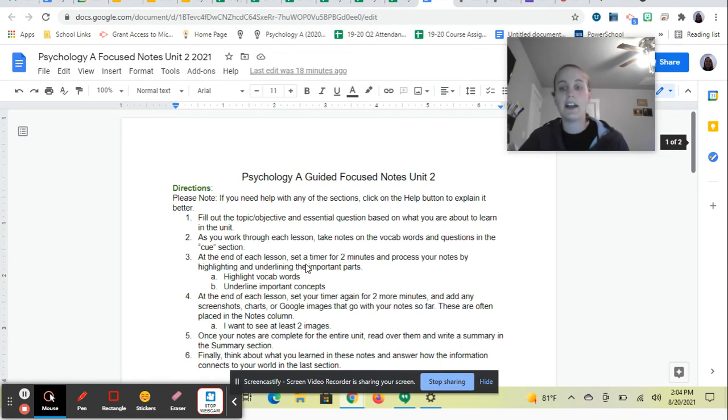One important thing I would recommend is, after each lesson, set a timer for just 2 minutes and go through your notes and highlight the important vocab words and underline important concepts. You have to do a little bit of highlighting and underlining in order to get full credit. So maybe you highlight the key points that are important to remember with that vocab word. Figure out a system that works for you, but make sure it uses some highlighting and some underlining. And then move on to the next lesson.